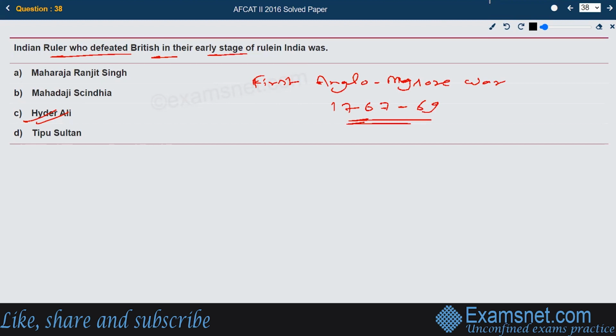This was followed by the second Anglo-Mysore War in 1780 to 84, which resulted in a stalemate, but also included the Battle of Pollilur, where the British first encountered the hugely effective Mysorean rockets. So that is the right answer, Hyder Ali.